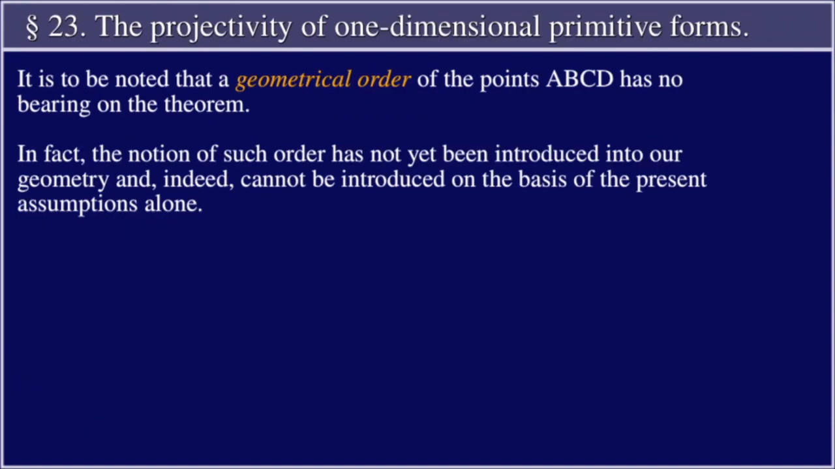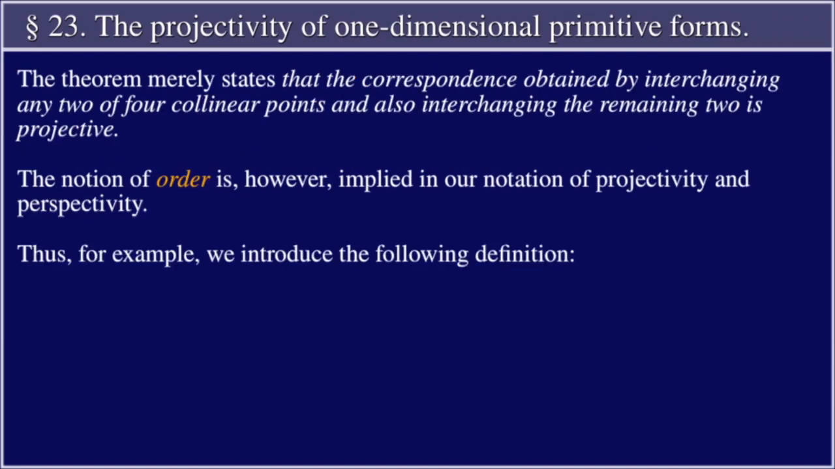It should be noted that a geometrical order of the points A, B, C, D has no bearing on the theorem. In fact, the notion of such order has not yet been introduced into our geometry, and indeed cannot be introduced on the basis of the present assumptions alone. The theorem merely states that the correspondence obtained by interchanging any 2 of the 4 collinear points, and also interchanging the remaining 2, is projective. The notion of order is, however, implied in our notation of projectivity and perspectivity. Thus, for example, we introduce the following definition.